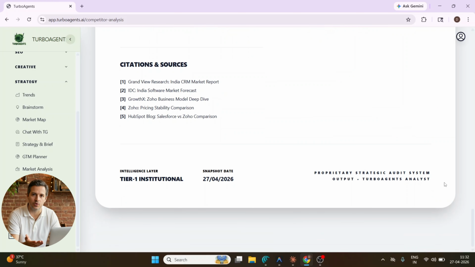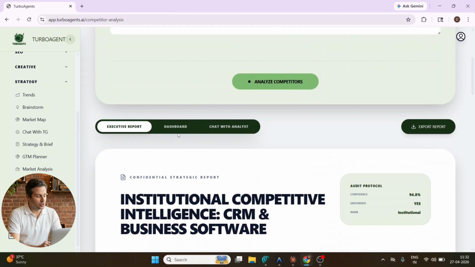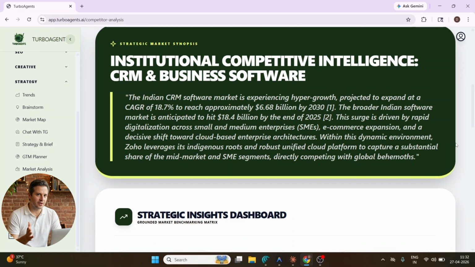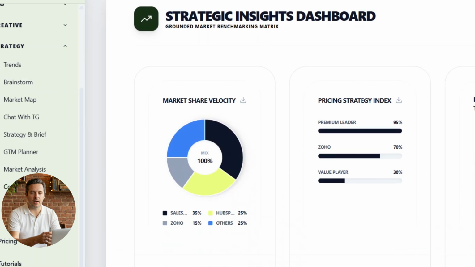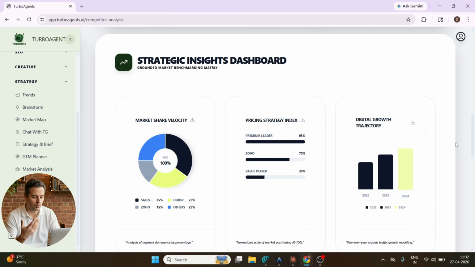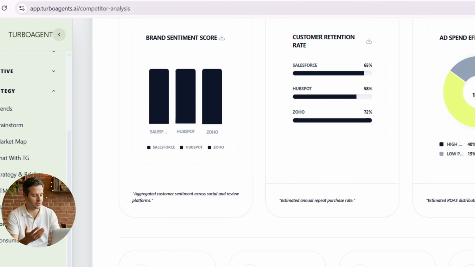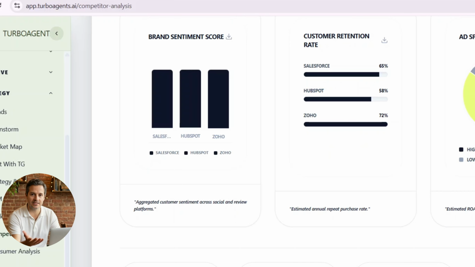Every source is clickable. Every claim is traceable. Switch to the Dashboard tab and the data becomes visual. 6 charts, all generated from the same run. The market share velocity chart shows Salesforce at 35%, HubSpot at 25%, and Zoho at 15%, with the remaining market fragmented. The brand sentiment score tells a different story.